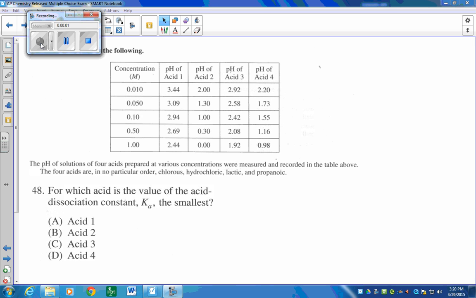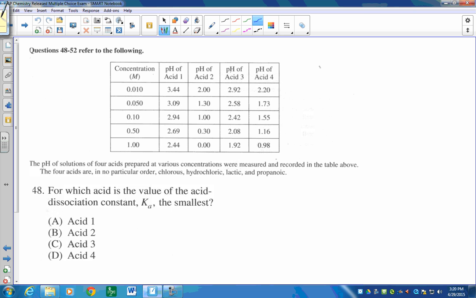All right, here is the last block of 12 for the AP Chem exam. I actually don't think that this is too bad in here. Questions 48 through 52 refer to the following. The pH of solutions of 4 acids prepared at various concentrations were measured and recorded in the table above. The 4 acids are in no particular order. For which acid is the value of the acid dissociation constant Ka the smallest?